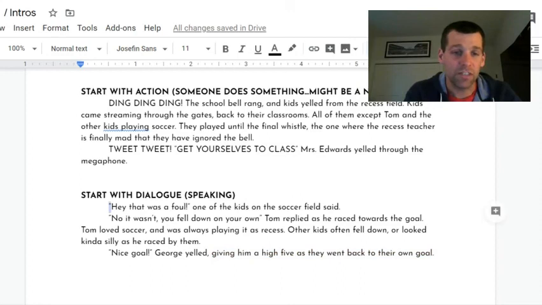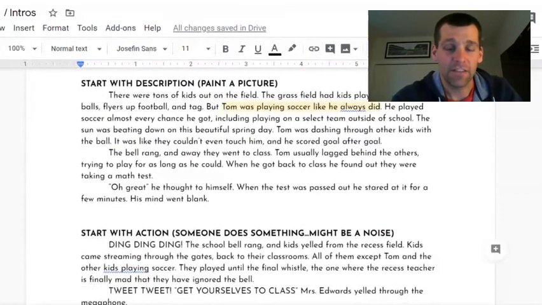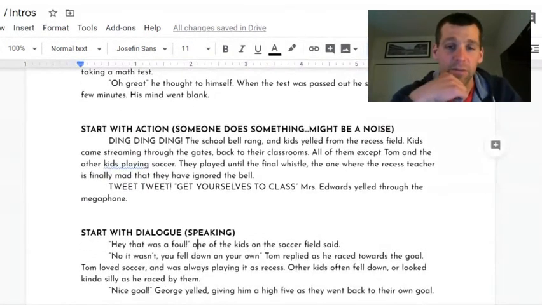Make sure that if you're using dialogue, the quotation marks are right up next to that word, and then they go right at the end as well. And then you have your speaking part afterwards. Okay, give those a shot as you're working on your leads. These are three different opportunities to try leads, where you might try some description, describing the setting. You might start with some action, or you might do some dialogue or speaking.